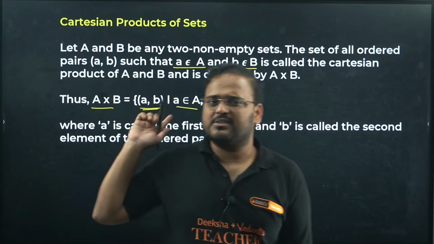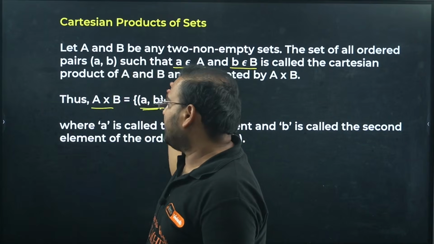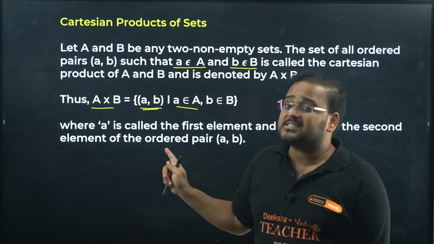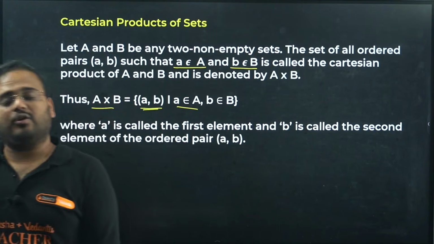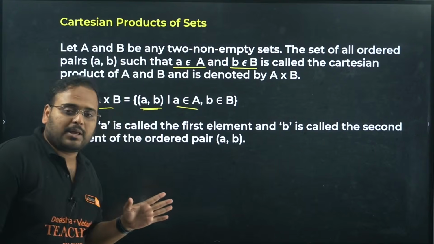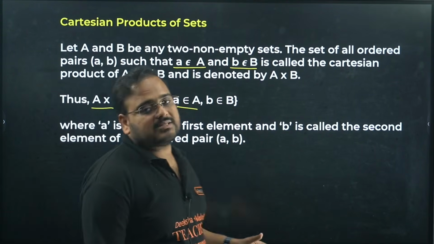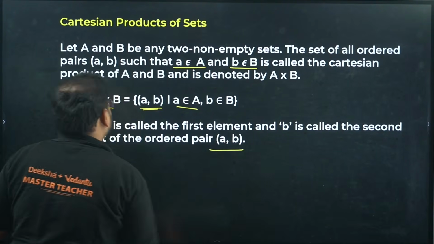I'll give an example first. For all the elements of set A and set B, if you write the ordered pairs in that way, A cross B means the element of set A should come first, then the element of set B should follow in the ordered pair, that is the Cartesian product of the two sets A cross B. Where a is called the first element and b is called the second element of the ordered pair.